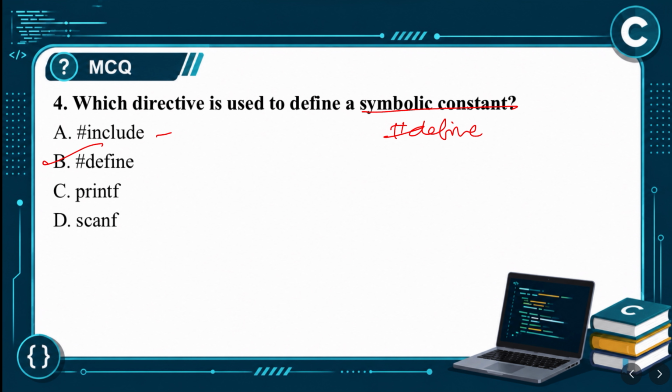Include is used to add the header files. To include header files we use hash include. Printf is to print the output and scanf is to read the input from the user. Okay, we'll learn about these later in the second module. We'll discuss them in detail.